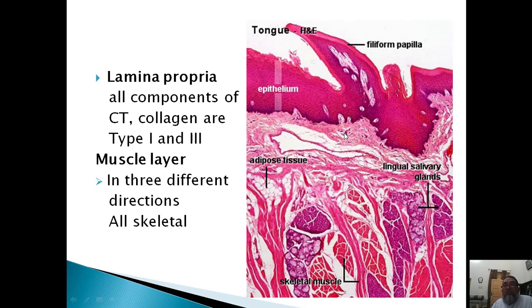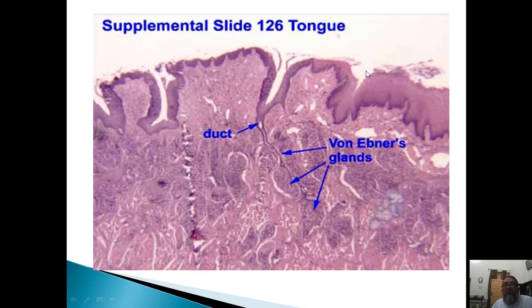The lamina propria is quite visible, containing blood vessels, nerve plexus, connective tissue cells, and collagen fibers of type 1 and 3. The epithelium is stratified squamous, the apex keratinized, the rest non-keratinized. Filiform papillae in this picture are quite visible.